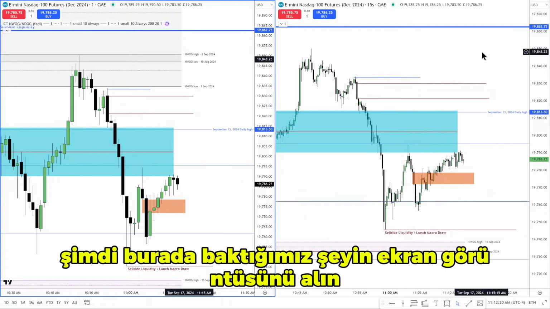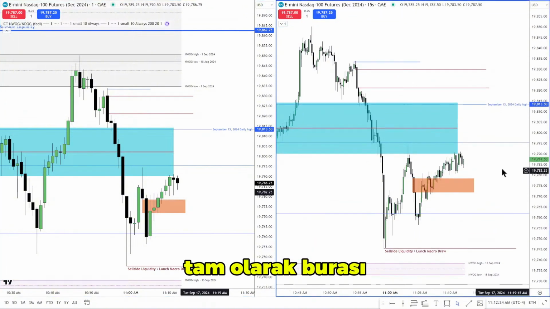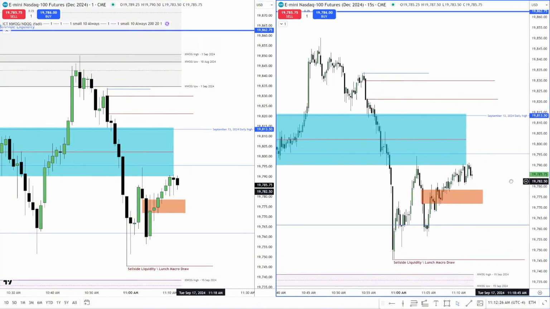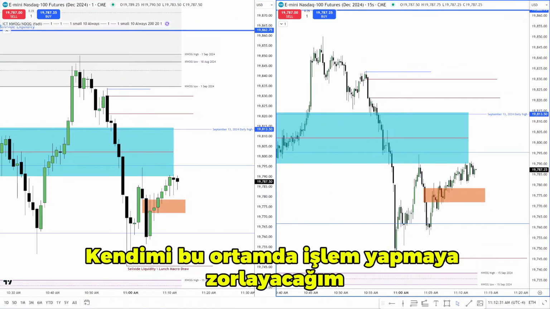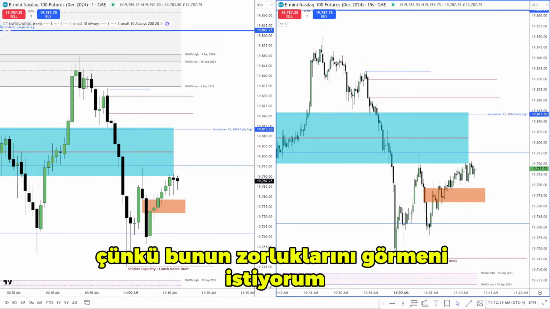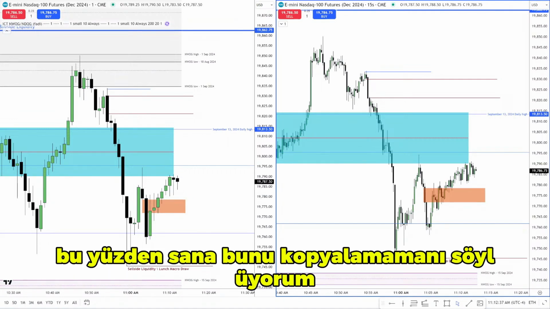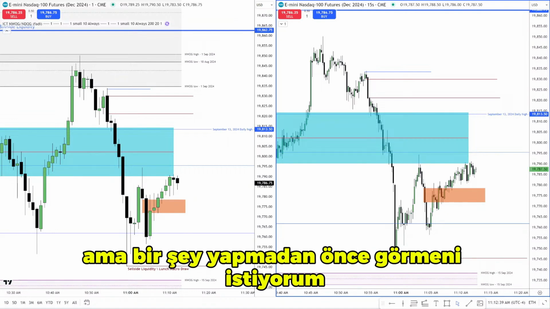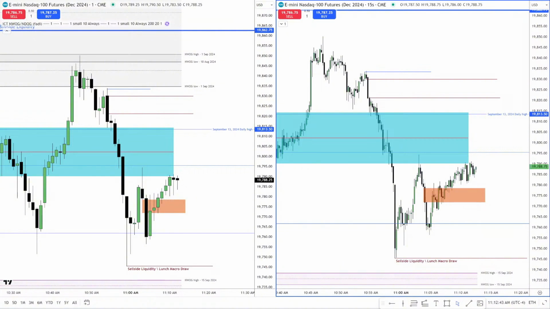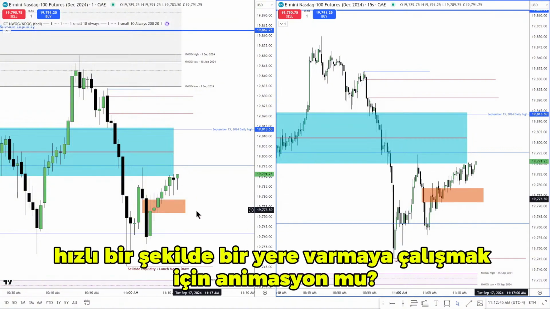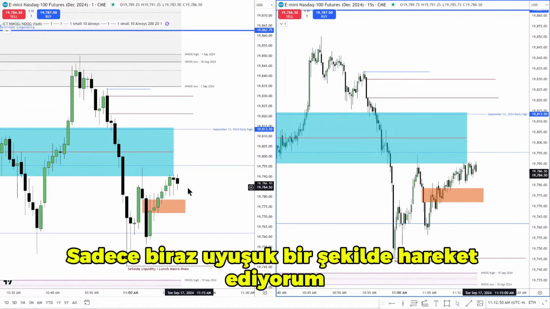Now take a screenshot of what we're looking at here. This is exactly where you can identify where you do not want to trade. I'm going to force myself to trade in this environment because I want you to see the difficulties of it. I'm probably going to fail in it. That's why I'm telling you don't copy this one. But I want you to see before I do anything, look at how it's behaving. Is it animated to try to get anywhere in a quick, fast, sudden manner? No. It's just moving around a little bit lethargically.